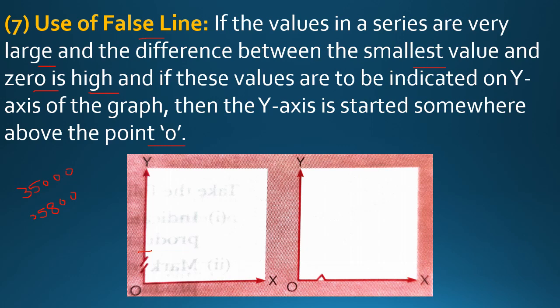We will put this small kink or cut on the y-axis and we will start our data from 35,000 and so on without wasting the space. So this is known as kink. Similarly, if these values are to be indicated on the x-axis, then a cut or kink is marked on the x-axis. So this is the use of false line.